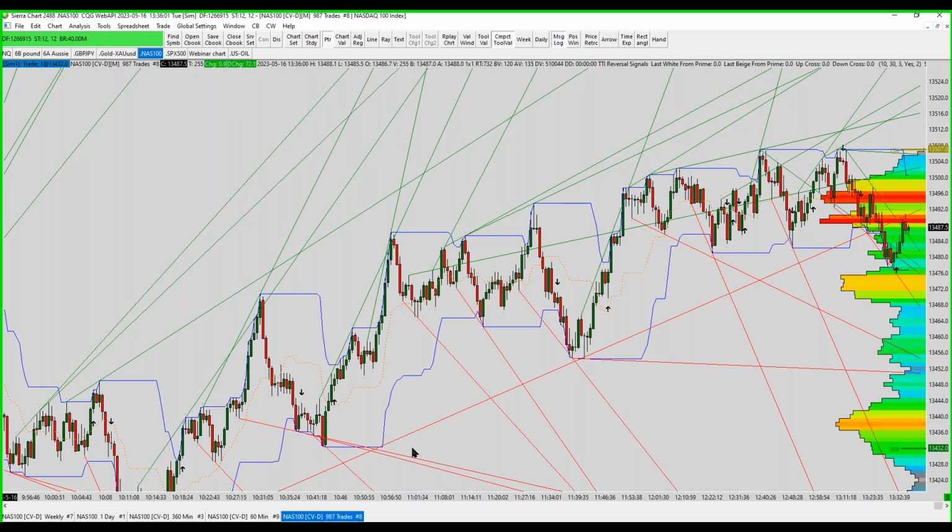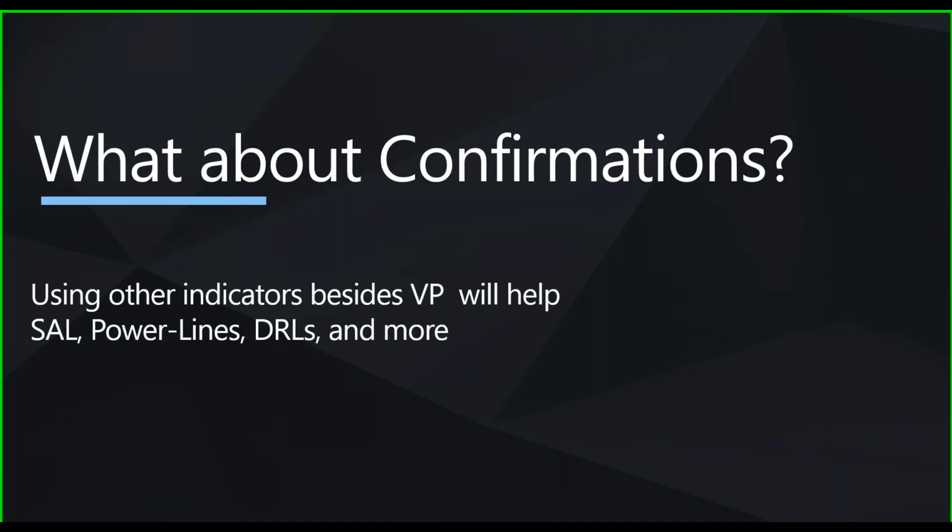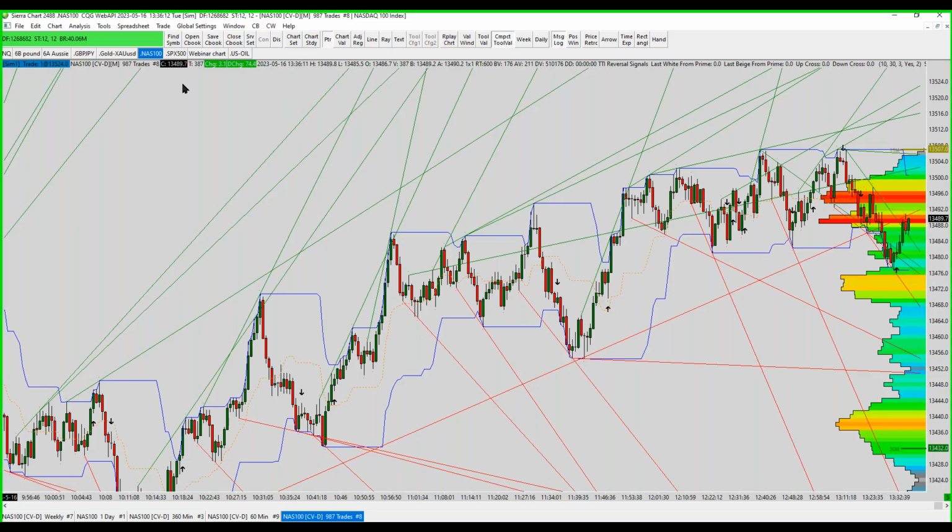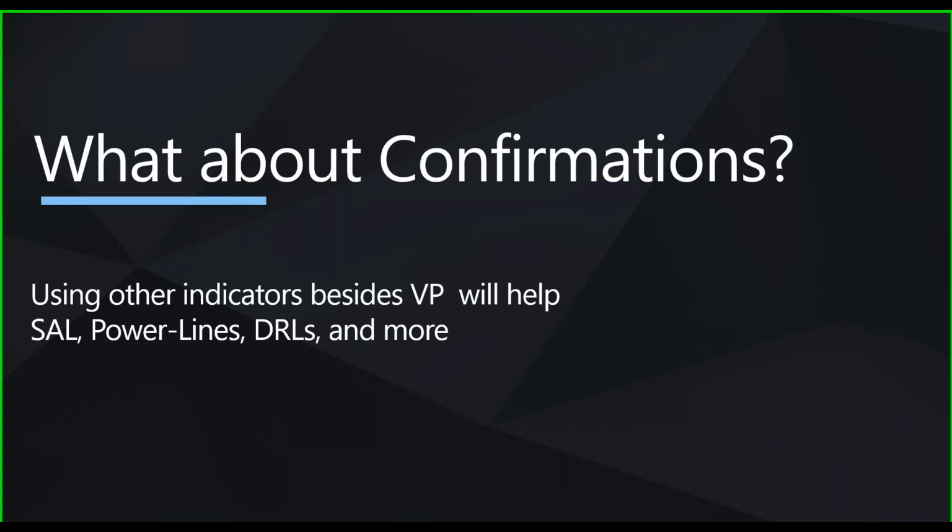So for the purpose of this slide, which is what about confirmation, I try and use some very good indicators. One of them will be the power lines, as you see. What are power lines? I'll explain. See what I have next before I explain the power lines. Just give me a second. I can explain quickly.